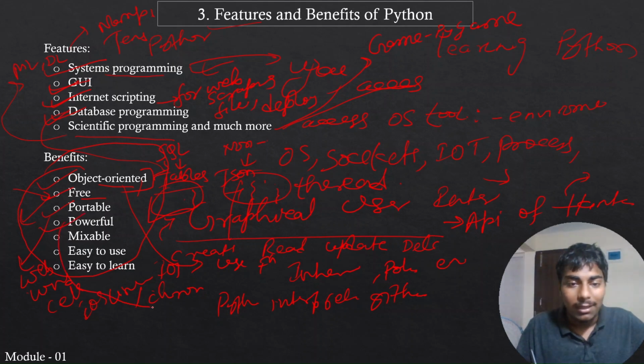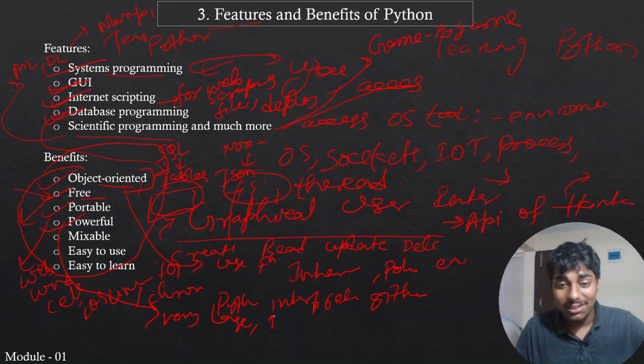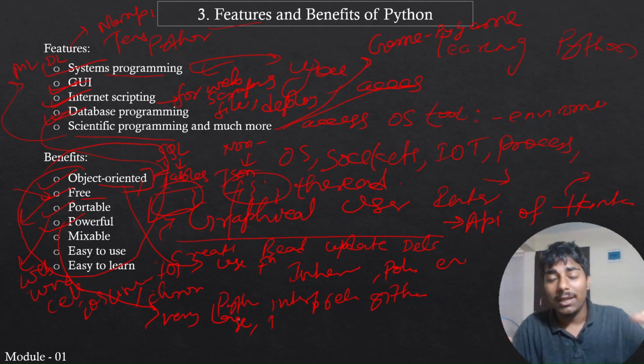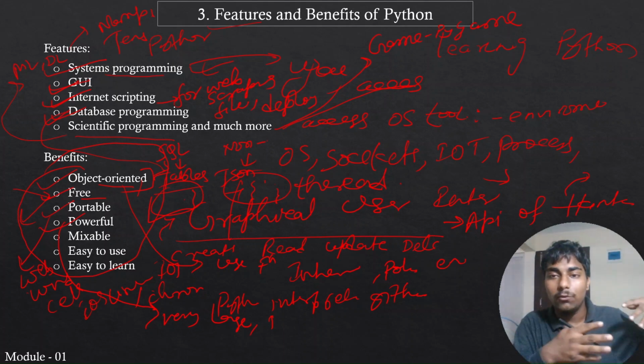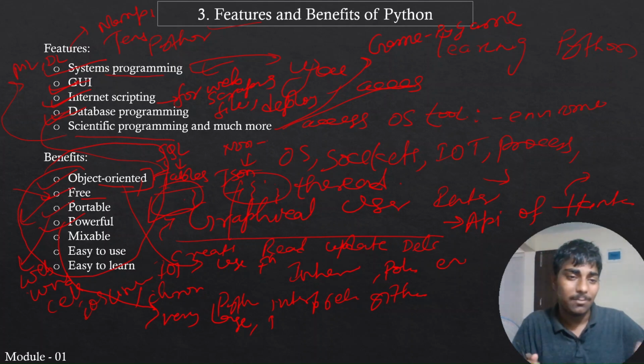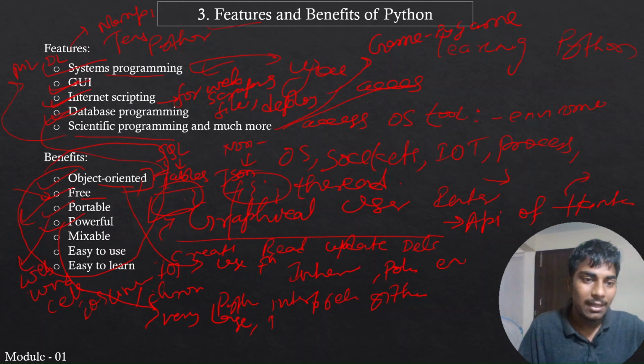Powerful means what? It has a very large community. The large community has built-in functions, built-in support, and there are a lot of packages available to get work done. If you want to do web development, you can use Django, Flask, and FastAPI, and there is a lot of things available in Python. That's why we are calling it powerful.